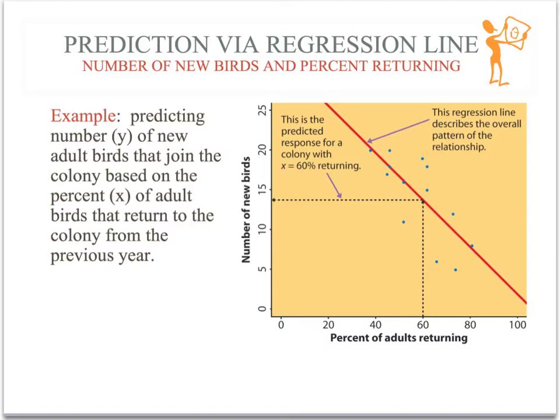And then we can predict from that line, because then we can say on average things are going to fall on this line. So though not every data point falls on that line, on average we can predict that that's about where something will fall. And we'll talk about the strengths and the weaknesses of doing that as we go along. So this is a prediction of the number of new birds joining a colony based on the percentage of adults returning.